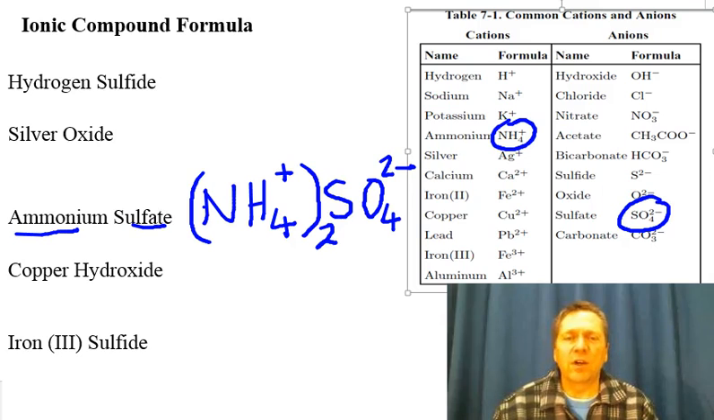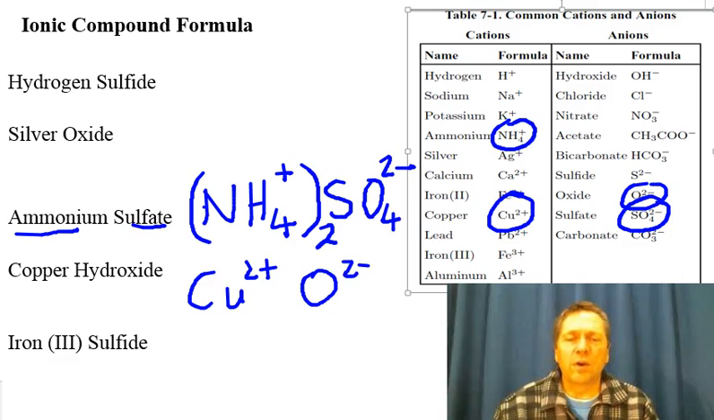Let's try copper oxide. There is copper. So we write Cu2+, and we've got some oxide over here, O2-. Look, the number of positives and the number of negatives, they add up the same number, they balance each other out, adds up to 0, so we don't need to change that one.